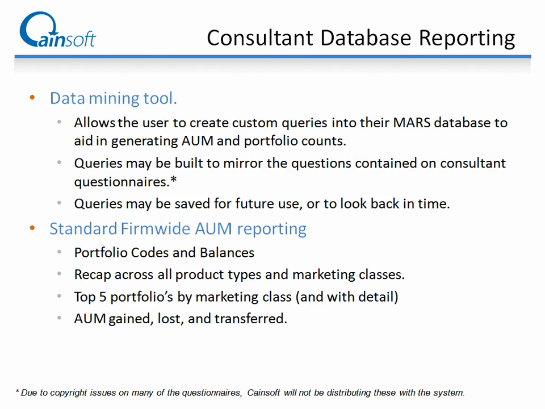Also contained in this module is some standard firm-wide asset under management reporting. There's a standard report that spits out portfolio codes and balances based on a period. We've got recap reports across product types and marketing classes. We've got top 5 portfolios by AUM split out by marketing classes with and without detail, and we've also got the infamous AUM gain lost and internally transferred reports that are kind of standard questions.